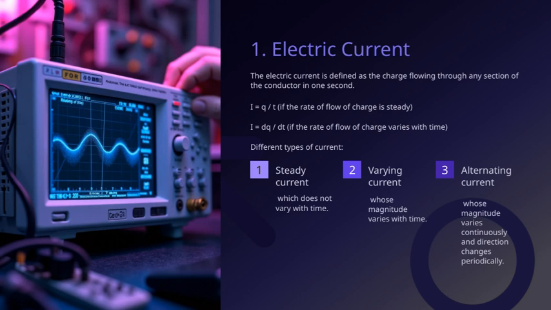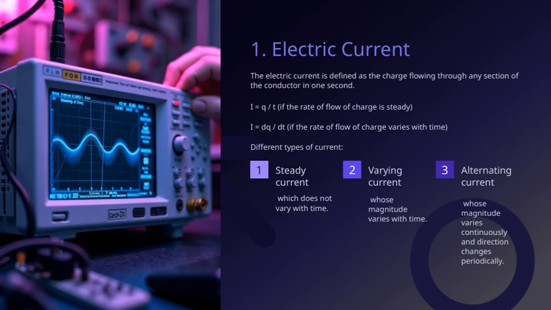On the other hand, we have what we call varying current, where the magnitude of the current changes with time, but its direction remains the same. This is typical in circuits where the current fluctuates but flows steadily in one direction. Then there's steady current, which does not vary with time at all. It flows uniformly and in a single direction, like the current in a simple battery-powered circuit.